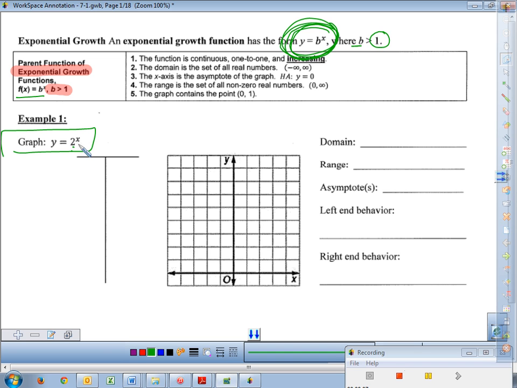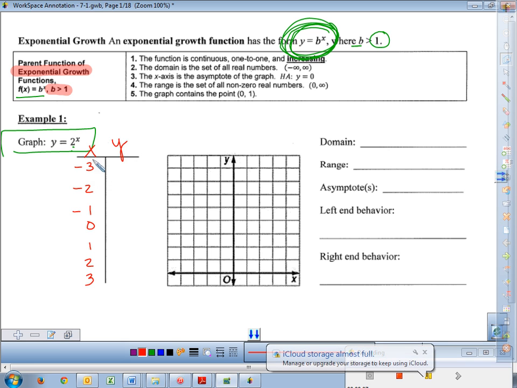We will not use our graphing calculator. There is a non-calculator portion to this test. Again, these are fair game because it's real simple to make ourselves a table of values. Let's start with x values of negative 3, negative 2, negative 1, 0, 1, 2, 3. We may add some more later, but those are my basic starting points. And here will be y's. Skip over the negatives and start right here.